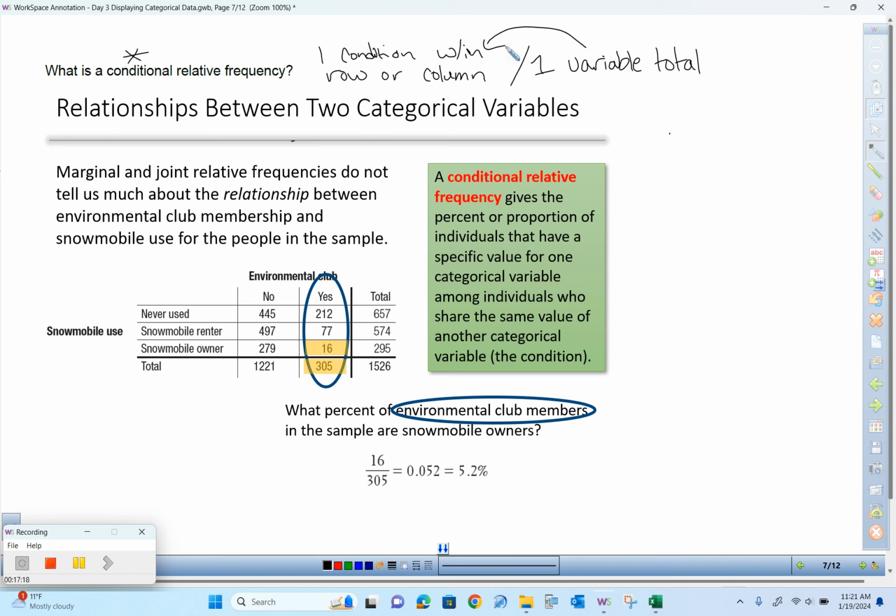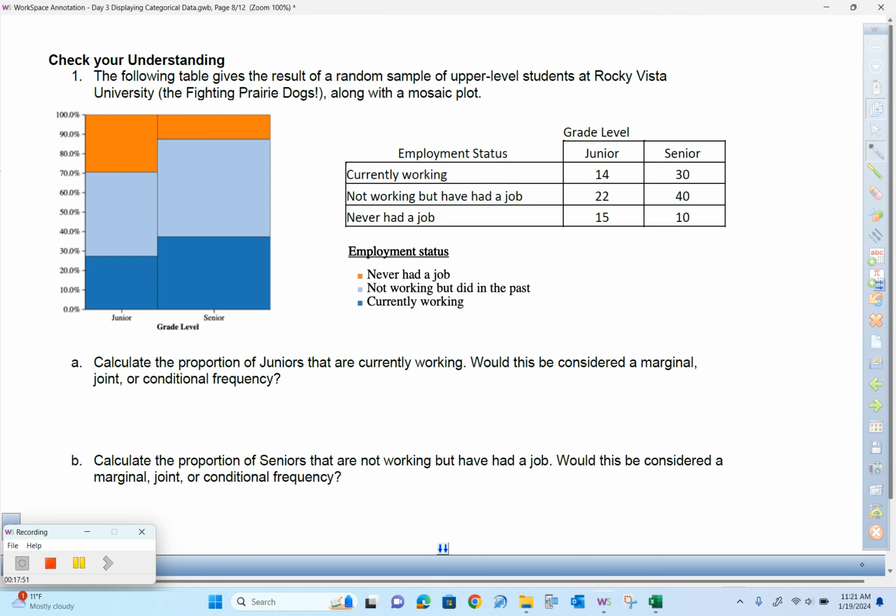So let me ask you another one. If I say, what is the proportion of environmental club members given they rent a snowmobile? So given you rent a snowmobile would be you have to be in this row, and I want the environmental club members, so that would be 77 over 574. So only time we change the total is conditional. The other two go with the grand total. I want you to pause the video and try those last 5 problems based on what you've learned.